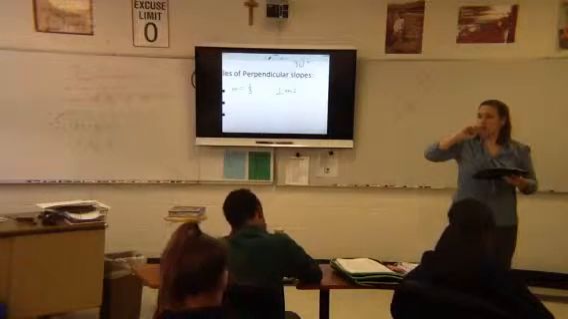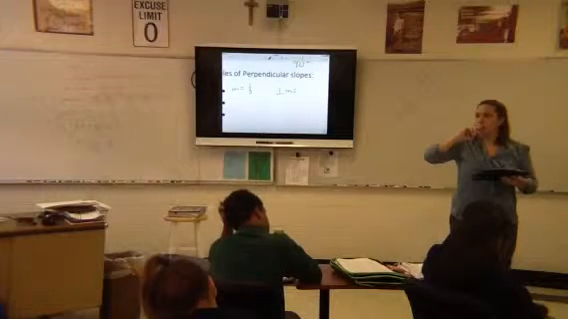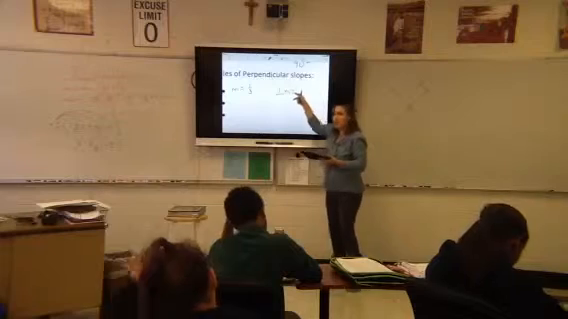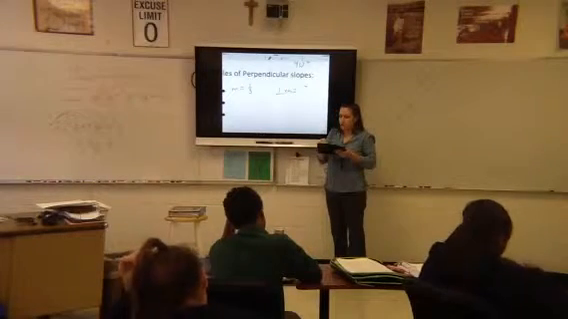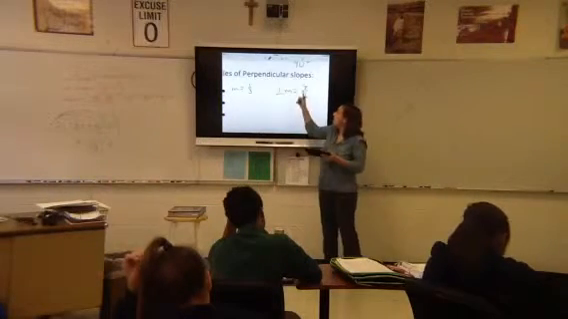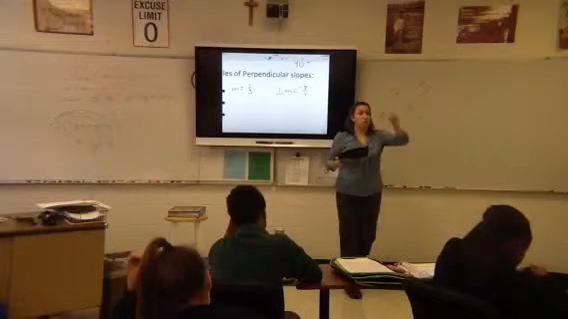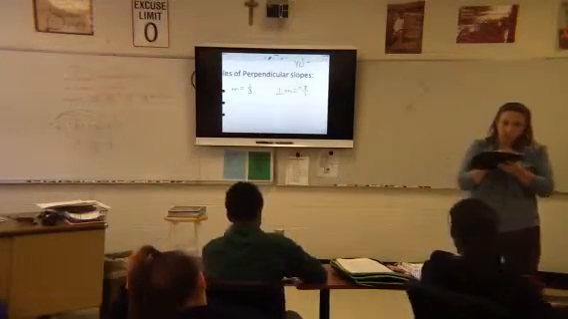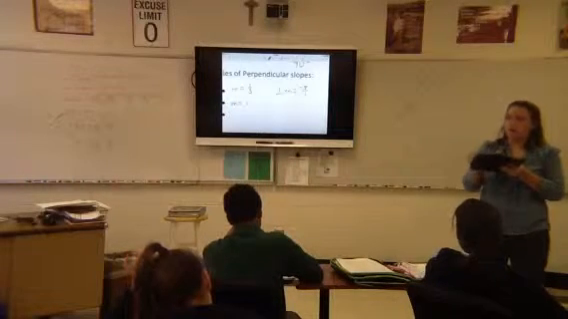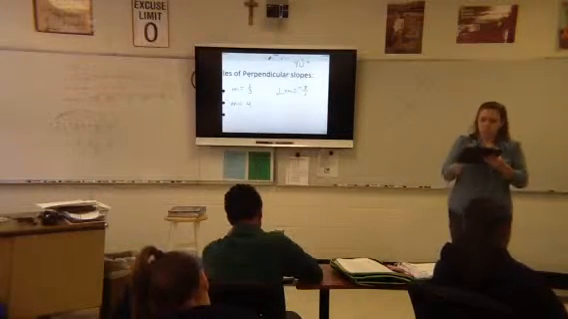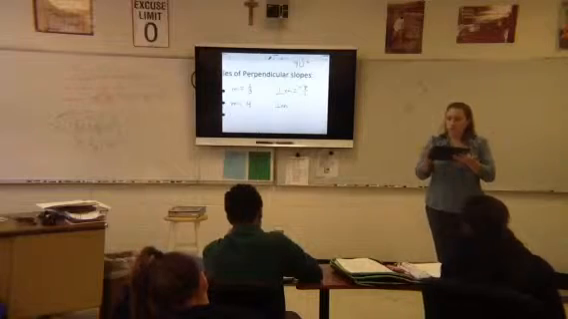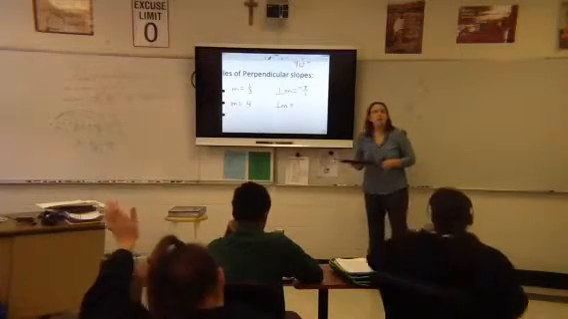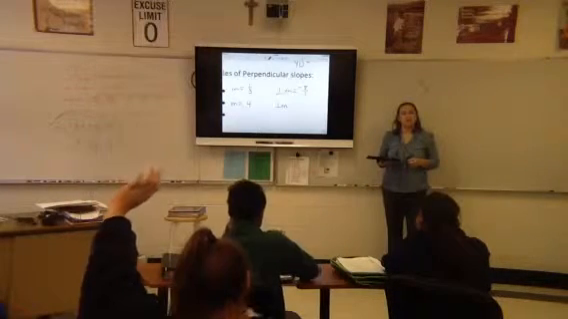Cole? No, okay, Dalen had it, -3, okay? So you flip it, okay, so it becomes 3/1 or 3, and then change the sign. So you flip and change the sign. Okay, let's try another one. So if I have a slope of 4, whoa, raise your hand please. What would the perpendicular slope of 4 be?